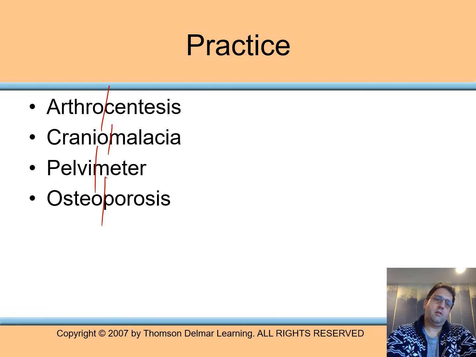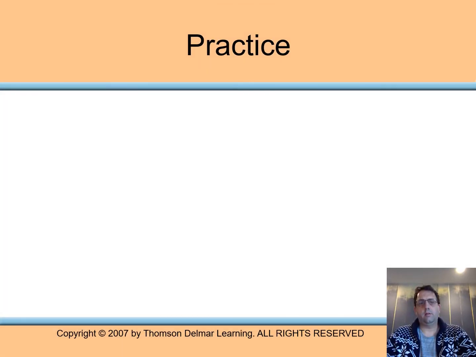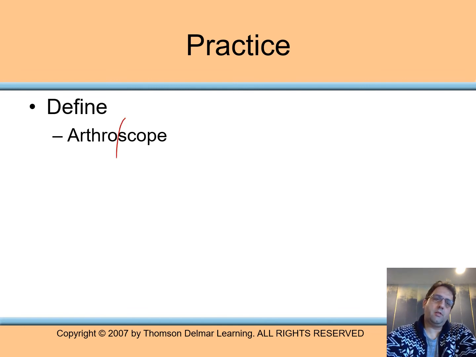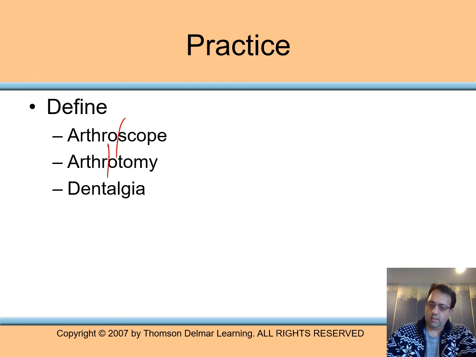And then osteoporosis. Poro means porous or having holes. Osis means condition. And osteo means bone. So this is a condition where you have holes. An arthroscope, remember the scope is the tool we use to look. Arthro means joint, so we are using a tool to look in the joint. Otomy means to cut into, so that means we're cutting into a joint.